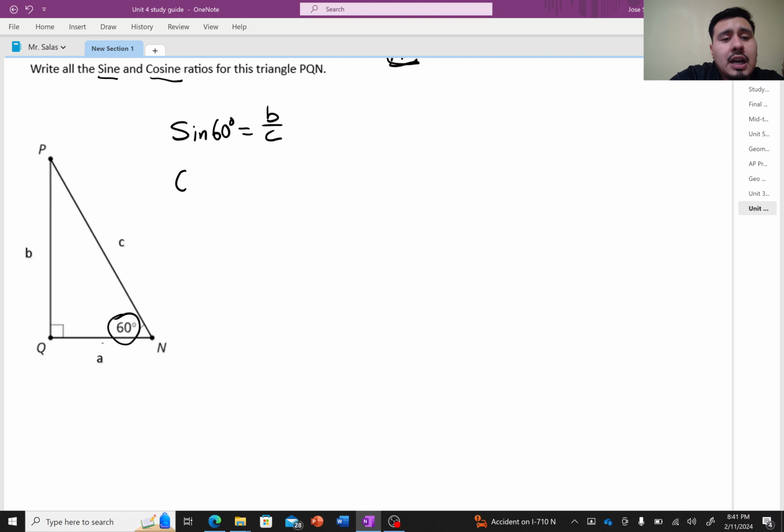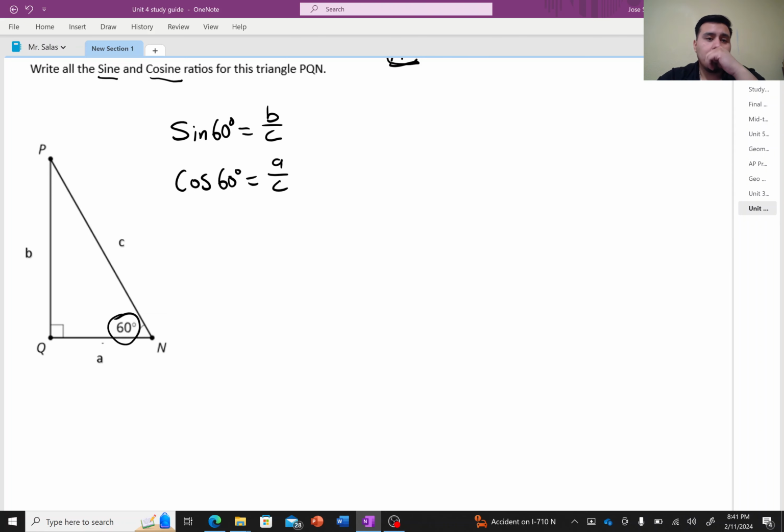Now, the cosine of 60 degrees is equal to the adjacent, which is A, over the hypotenuse C. And ta-da, there you go. We found the sine and cosine ratios for triangle PQN. Am I done? Can there be more sine and cosine ratios? Well, I hate to break it to you, but there are 2 more sine and cosine ratios.